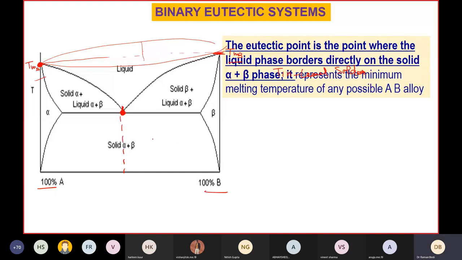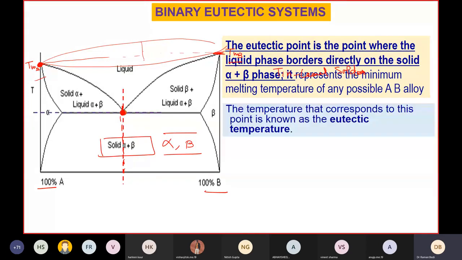Before coming to this, let me see why it is not an isomorphous diagram. It is not isomorphous because you have two solid phases, alpha and beta. In our earlier case, it was only a single phase solid, alpha. Right now, it is a two phase solid, which means you have alpha also and beta also. Let us explain it further.